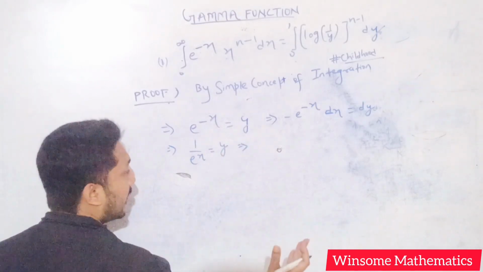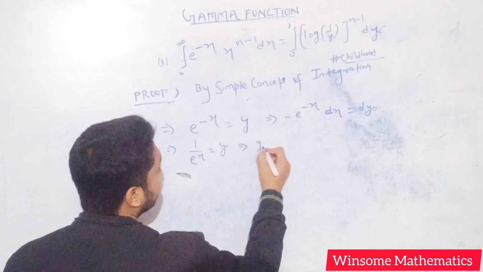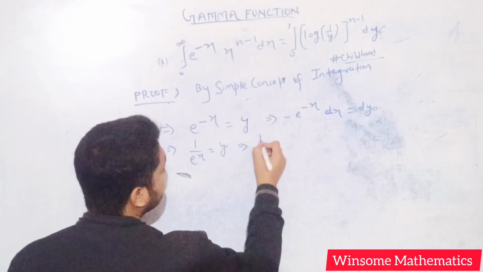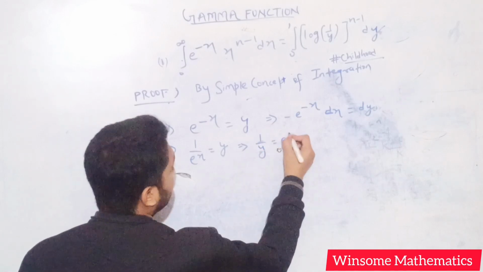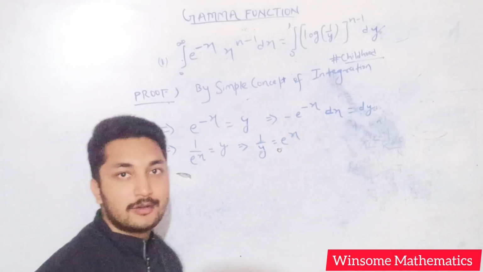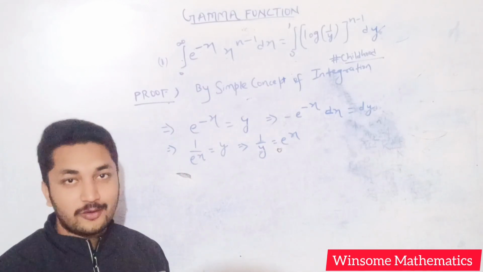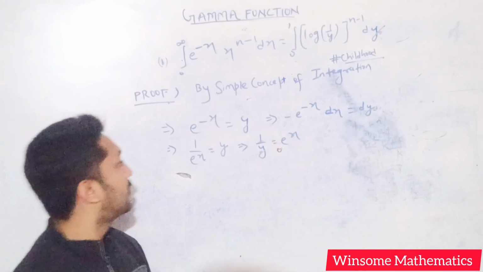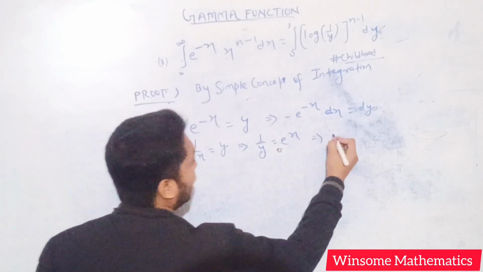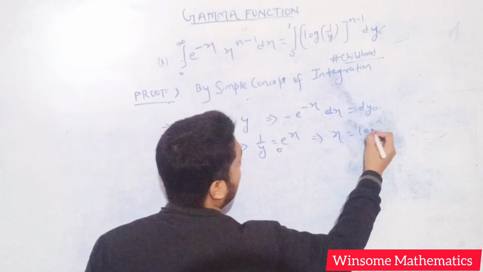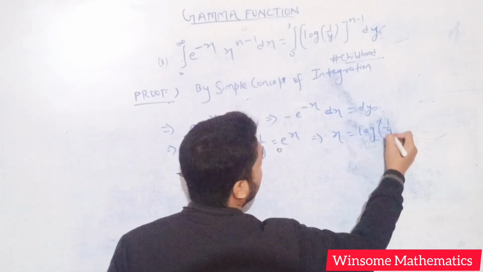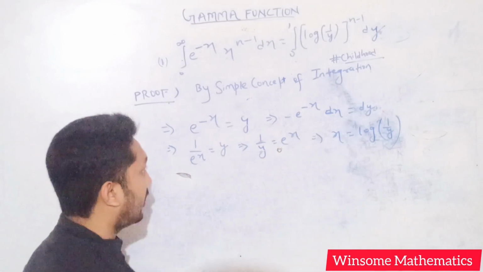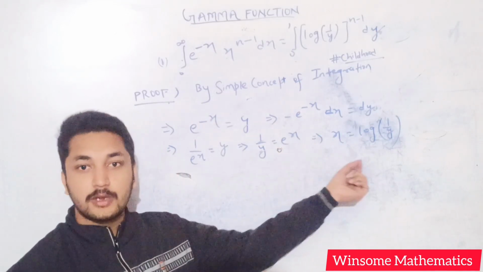So how will you find x? Simply, y is equal to 1 upon e to the power x. Now I know you all are smiling currently. Okay, so simply taking log both sides, x is equal to log 1 upon y. Simple, because taking log on this side gives you x.